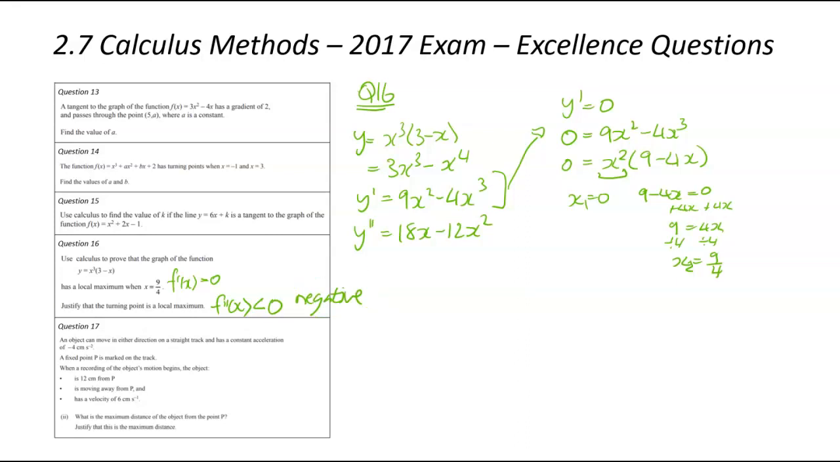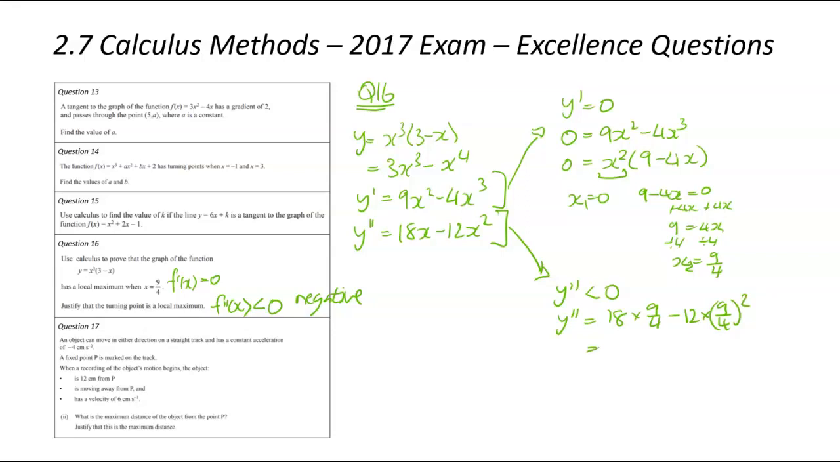So we now need to start dealing with the second derivative. We know y dash dash must be negative. What we're going to do is substitute in the x value that we know, which is going to be annoying because it's a fraction, 9 over 4. And we're going to check: is y dash dash negative? Is it 0? Is it positive? What does it tell us? So y dash dash is going to be equal to 18 times 9 over 4 minus 12 times 9 over 4, and all of that is squared.